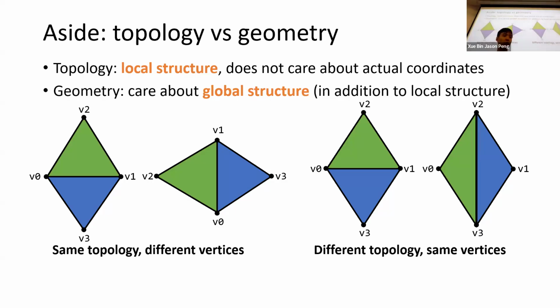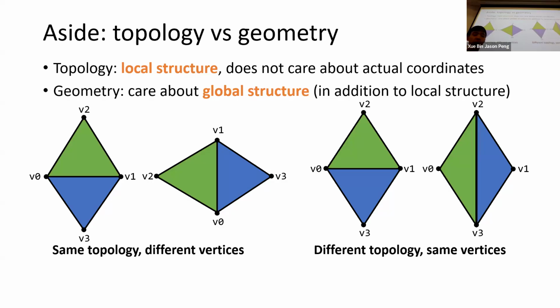So in this case, we can say that these two meshes have different topologies. And because they have different topologies, that also means that the geometry is different, because the geometry depends on both the local structure and the global structure of the vertices. Okay, right. So in this case, we have two meshes that have a different topology and different geometry.